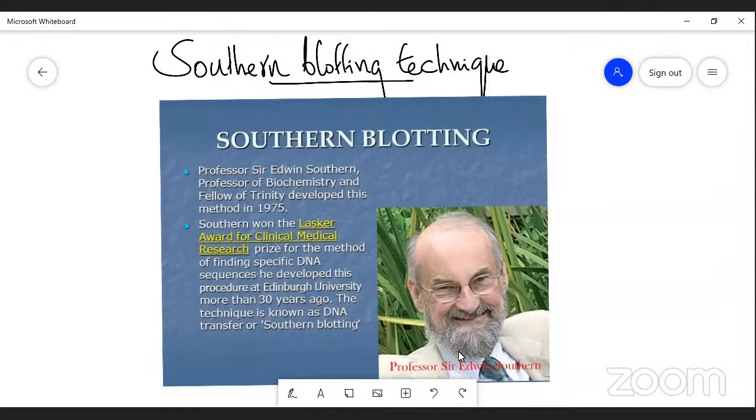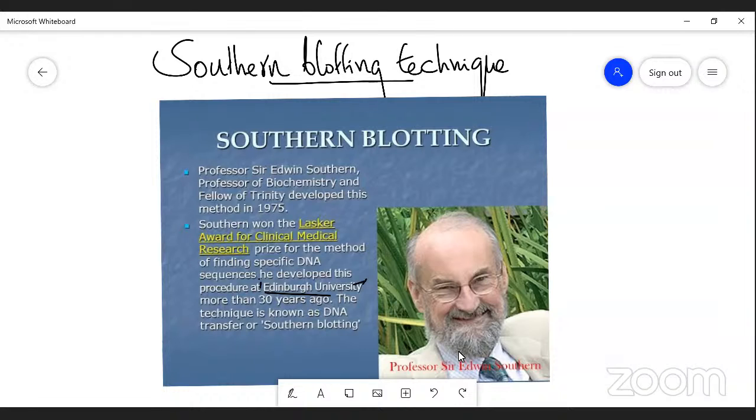It was first developed by Professor Sir Edwin Southern, hence this technique is named after him. He developed this technique at Edinburgh University more than 40 years ago. Hence it is known as a DNA transfer technique or southern blotting technique. Hoping that my dear students, you can understand who discovered this technique.